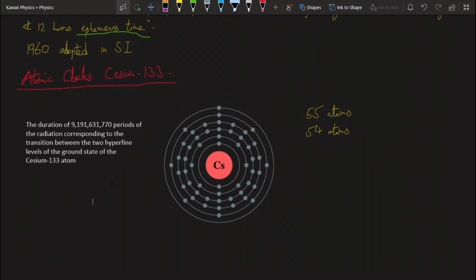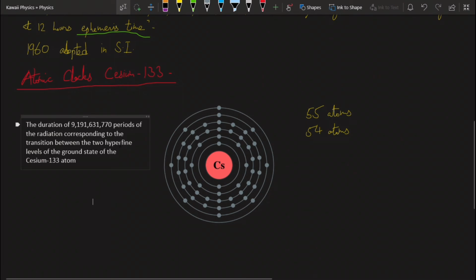Or when it goes to low orbit, meaning he has released some energy. So when it came to cesium, we know outermost we have only one electron in the outermost orbit. So when we throw photons on it, it's going to absorb energy and it's going to vibrate. It's going to oscillate. It will have approximately 9 billion periods, and that will be equal to 1 second.